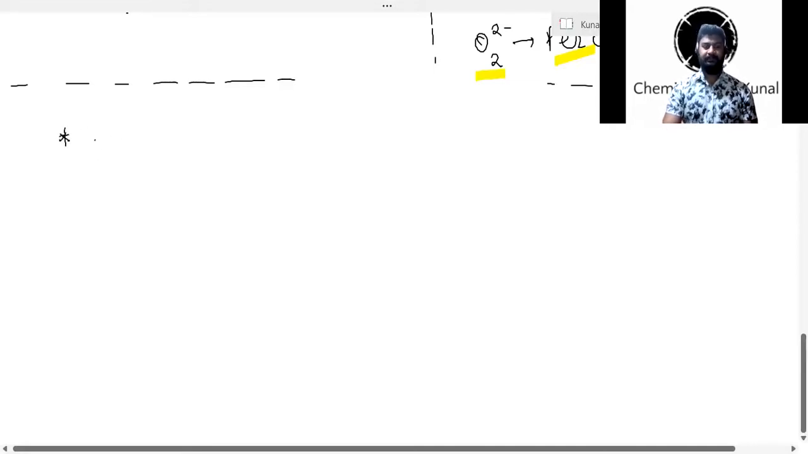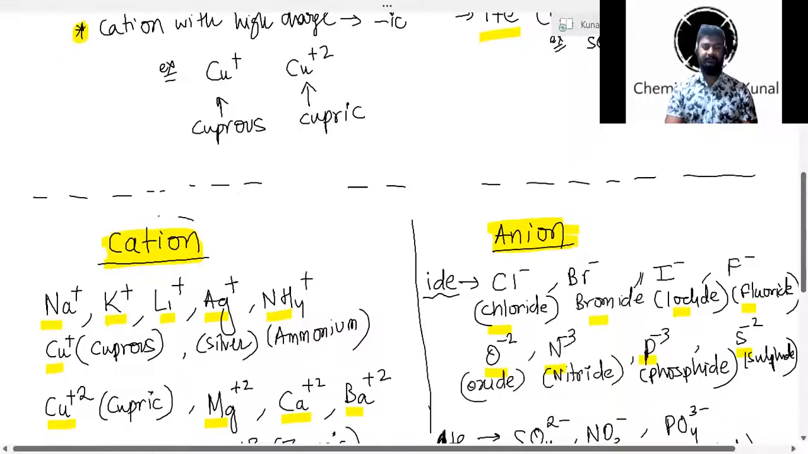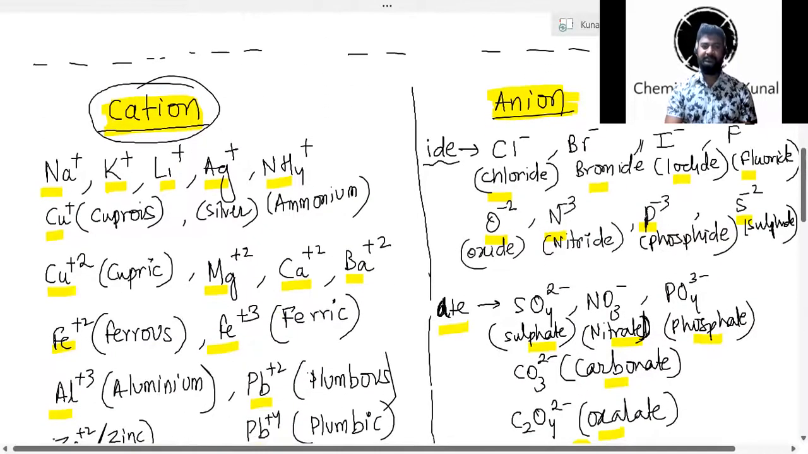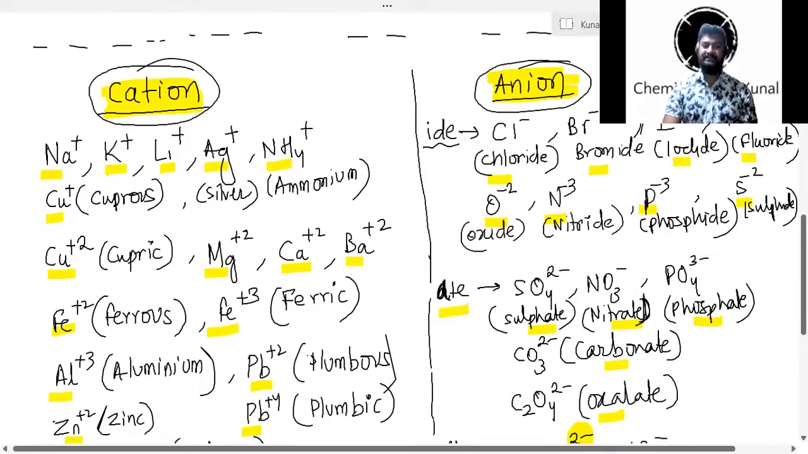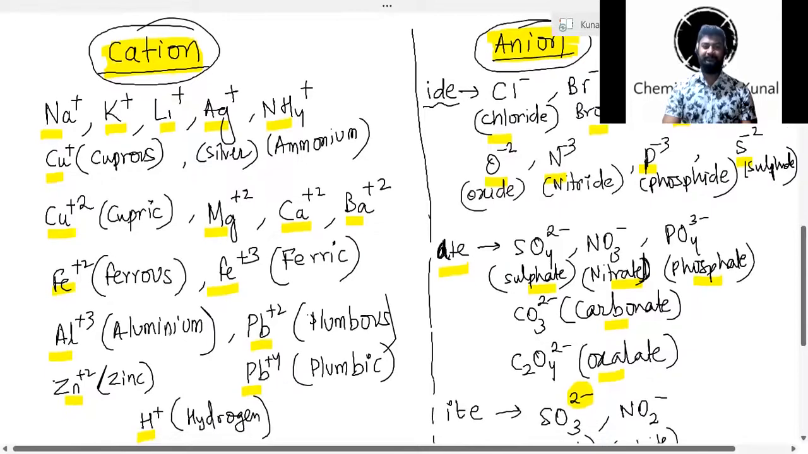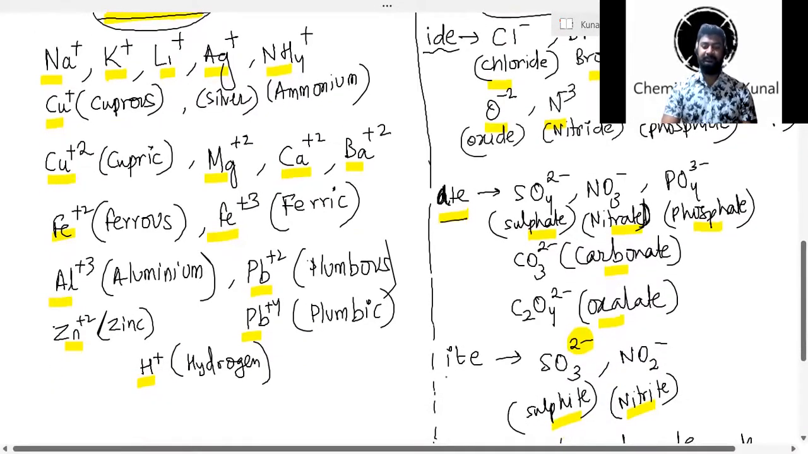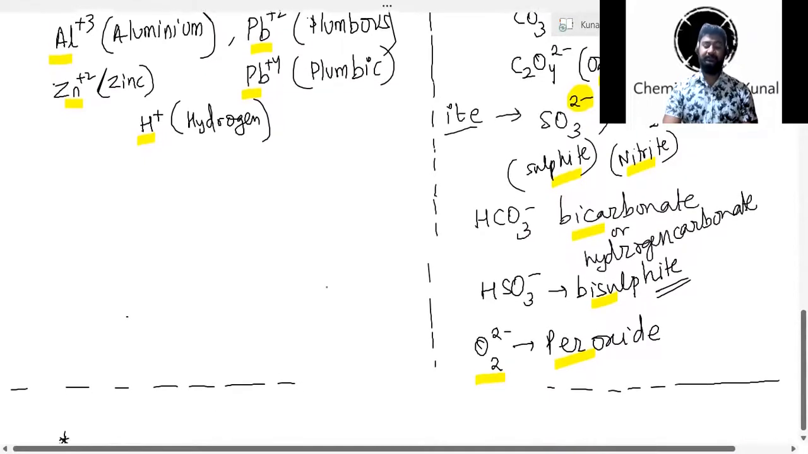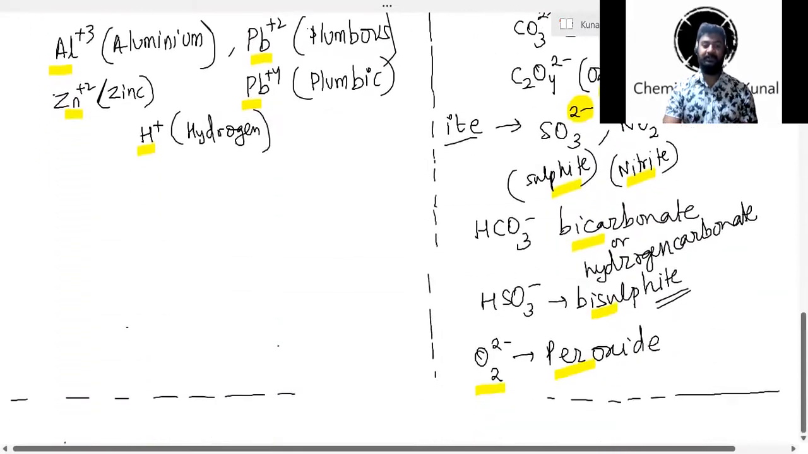First thing is the list of cations and anions. You must know what cations are and their names, and you must know what anions are and their names. I discussed in the last session about cuprous, cupric. Then we discussed ide, ate, ite. These are names given to different anions. Peroxide, right? Also, you can include hydride. Not that commonly seen, but still an anion. Hydride is another one we must consider remembering.